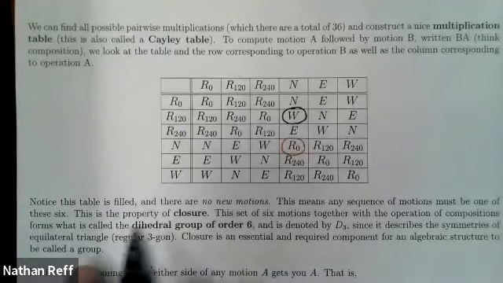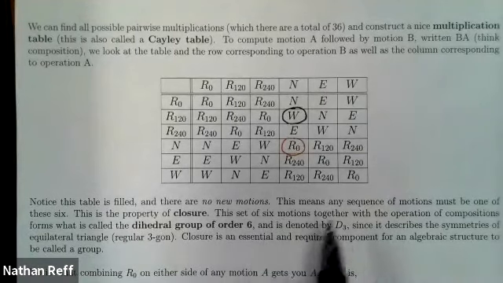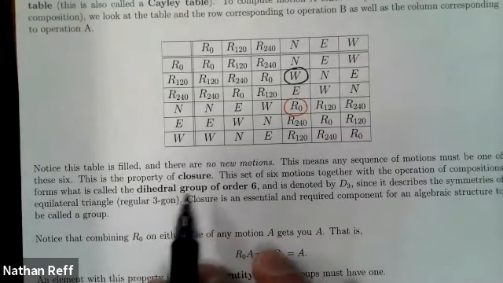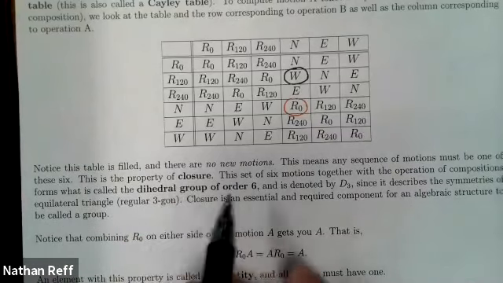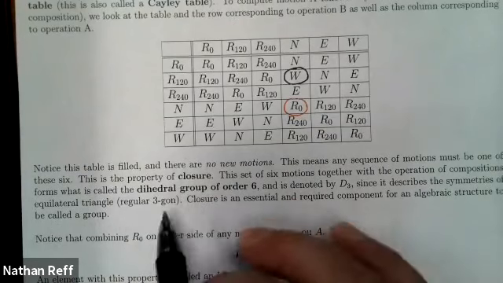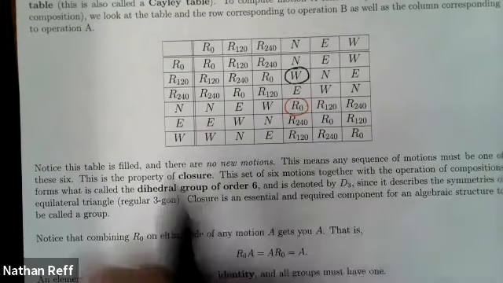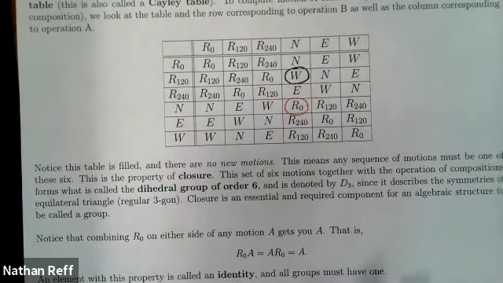So notice that this table is filled with no new rotations. This means that any sequence of motions must be one of these 6. And this is the property of closure. I'll tell you in the next note set that we're also calling this that you have a binary operation.